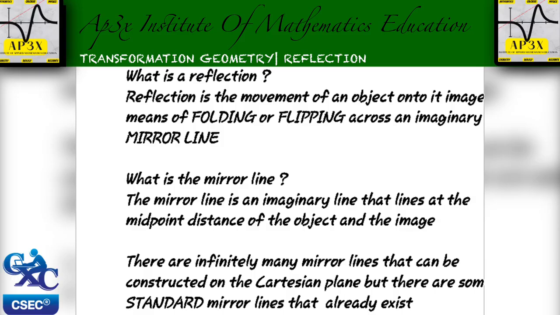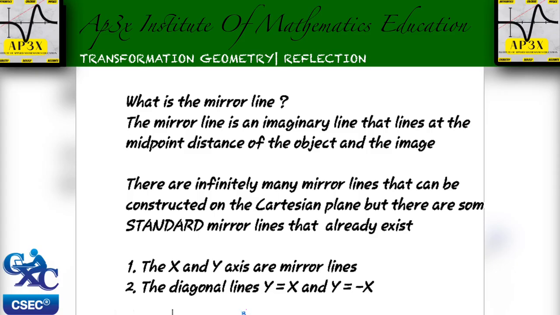Now, what exactly is a mirror line? The mirror line is an imaginary line that marks the midpoint distance between where the object is located and where the image is located. So this line pretty much tells us the middle distance.